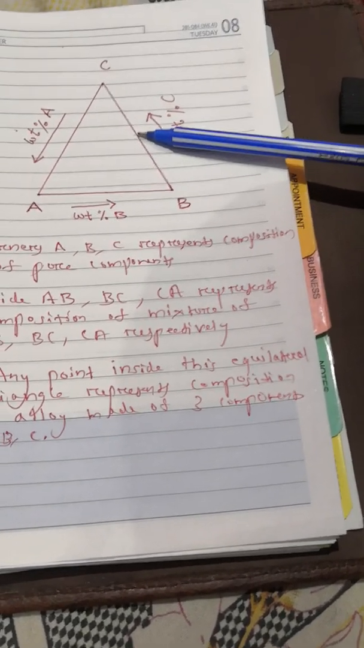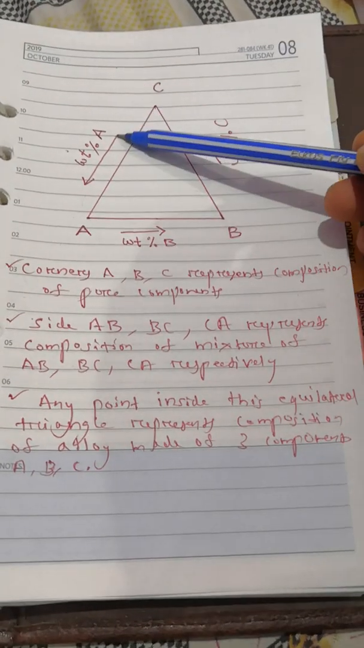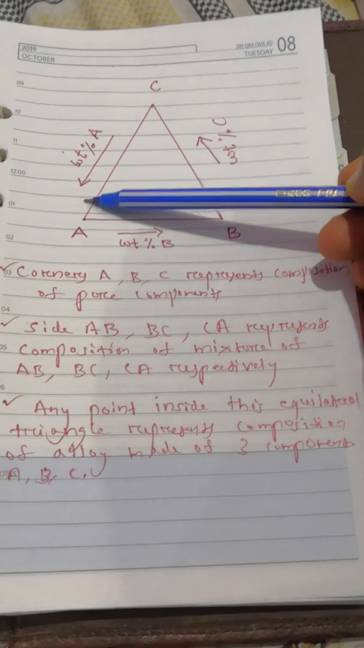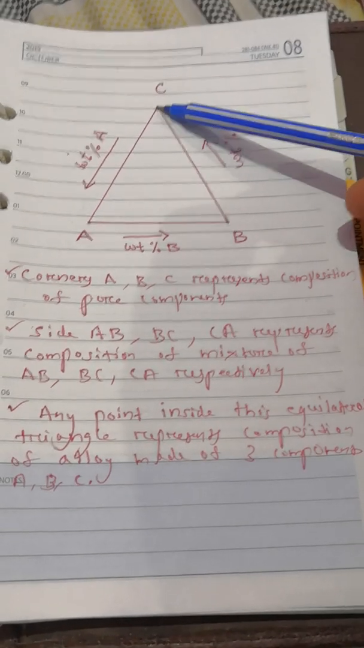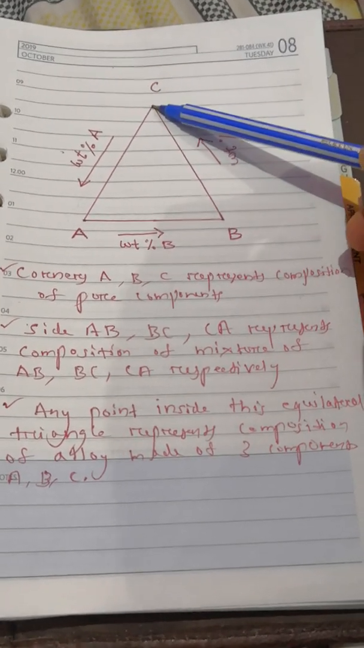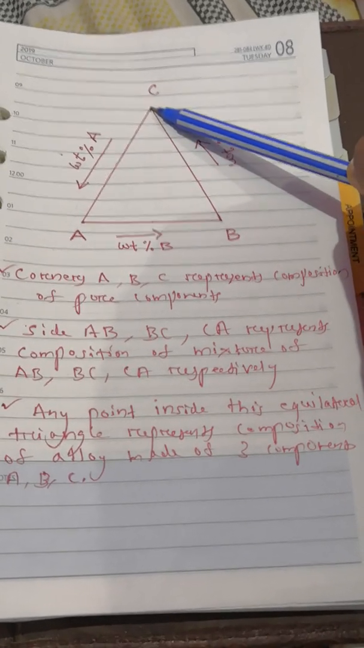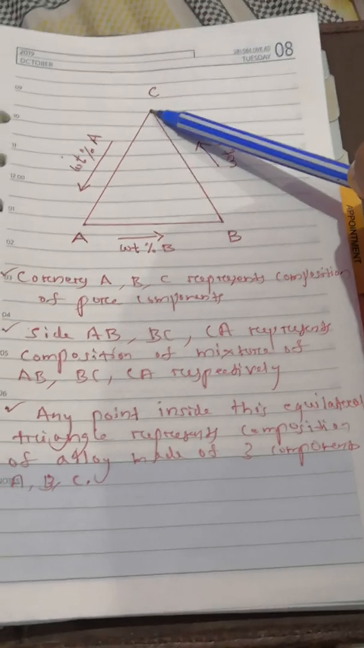Here I have shown you, if you look at these arrow marks, that I am showing the weight percentage of A. That means if I take this point C, the weight percent of A is 0, whereas the weight percent of C is 100%, and the weight percent of B is also 0, right?